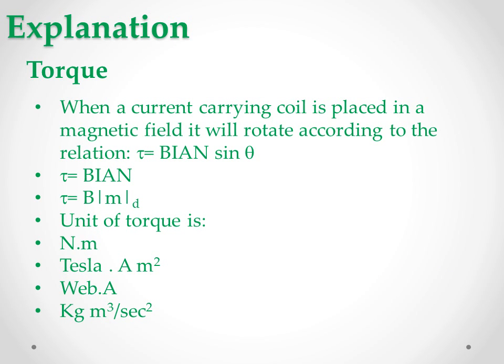Explanation. Torque. When a current-carrying coil is placed in a magnetic field, it will rotate according to the relation: torque equals B I A N sin theta. Torque equals B I A N. Torque equals the magnetic dipole moment times B. Unit of torque is Newton meter, Tesla ampere square meter, Weber ampere, kilogram meter squared per second squared.